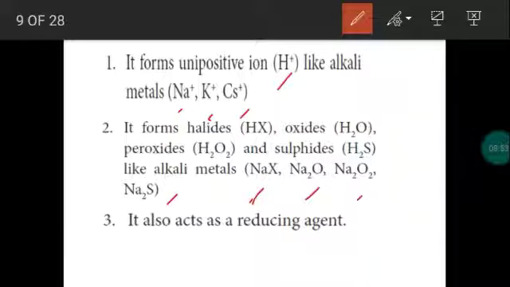Now we observe the reactions of hydrogen with the same type of elements. When hydrogen combines with the halogen, it forms hydrogen halide. When it combines with oxygen, it forms hydrogen oxide, that means water, as well as hydrogen peroxide. When it combines with sulfur, it forms hydrogen sulfide. So the properties are similar for hydrogen as well as alkali metal sodium. Sodium forms halides, oxides, peroxides, sulfides. The same type of compounds are formed by hydrogen when it combines with halogens, oxygen and sulfur. So this is the second evidence that hydrogen can be placed in group number 1 in the periodic table.